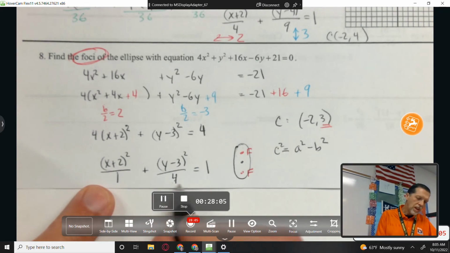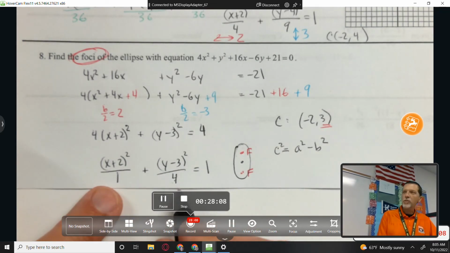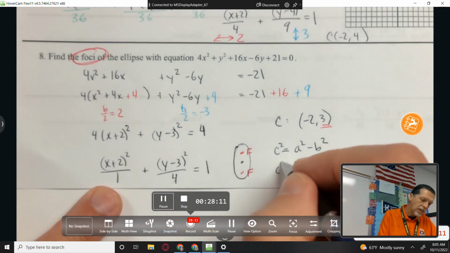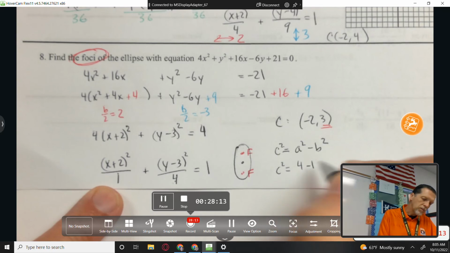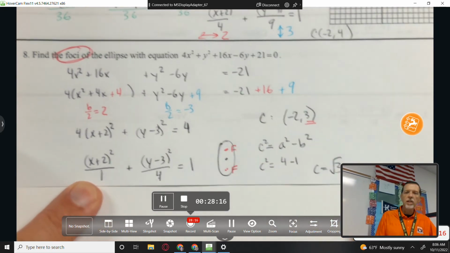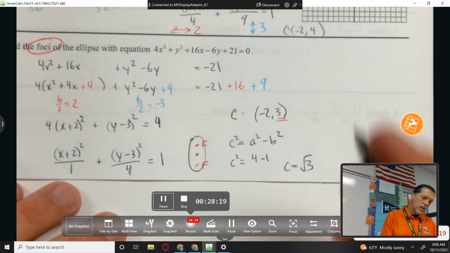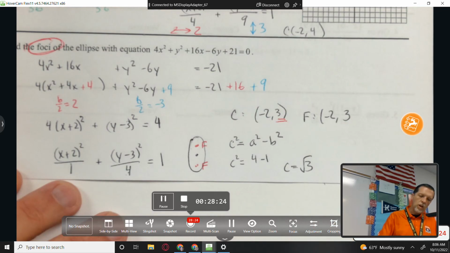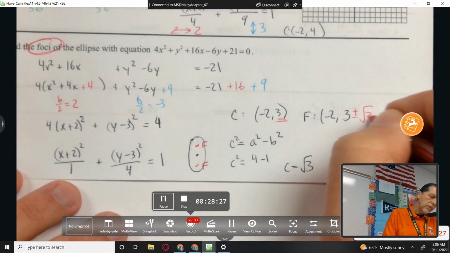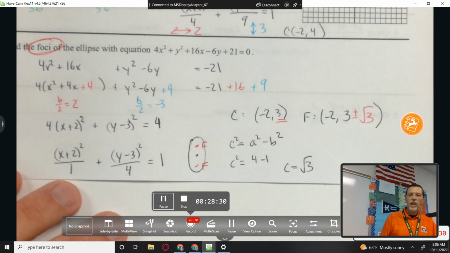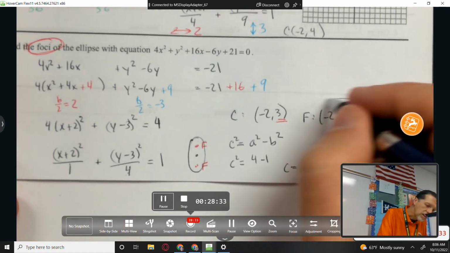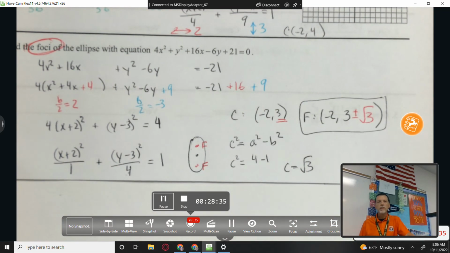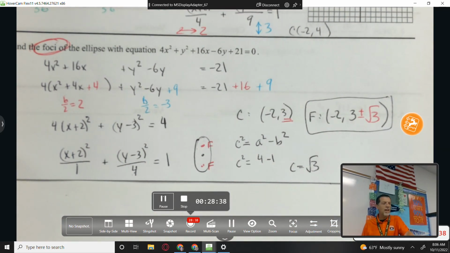Here's a and b. Again, it doesn't really matter which one's which because you've got to do the big one minus the little one. 4 minus 1. C is the square root of 3. So my foci, negative 2, comma 3, plus or minus square root of 3. And that would locate the two foci. So that's why that problem's last, because you kind of have to do everything before you can actually start answering the question of where the foci are.